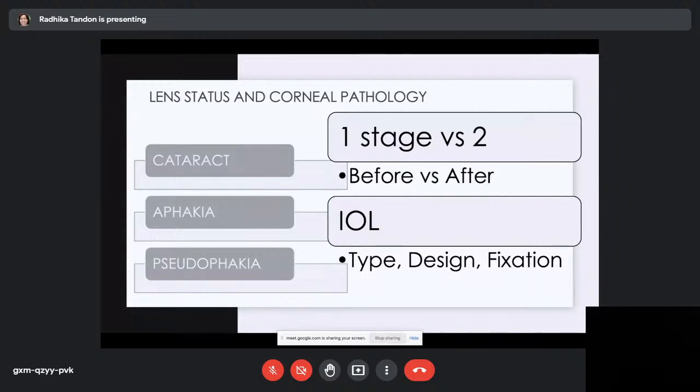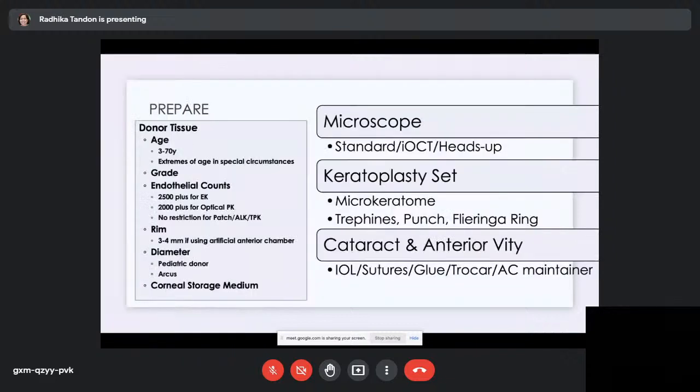But again, it may depend from patient to patient, and what is the type, design, and fixation, and then proceed with the surgery. And of course, if it is pseudophakic, then you have to see whether the IOL is stable and whether it's going to remain, or whether you're going to have to change it during the procedure or later on. Just a little word about the donor tissue.